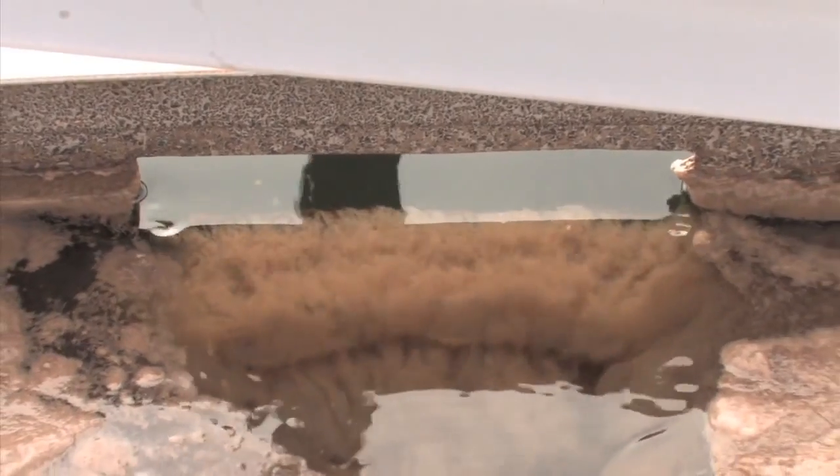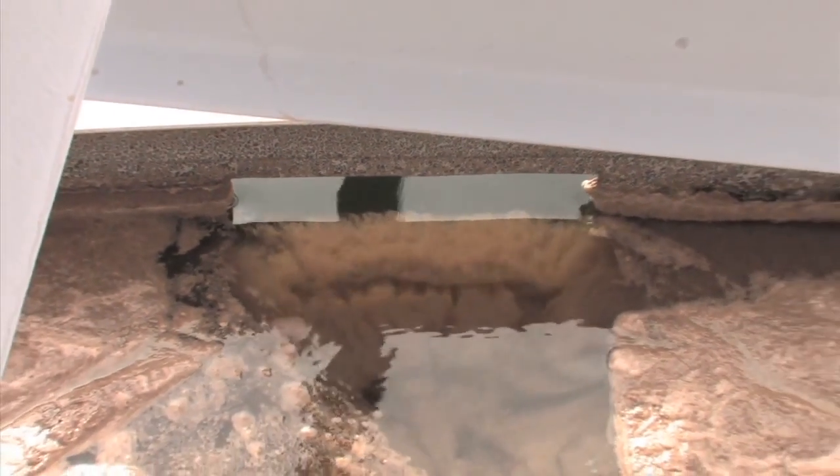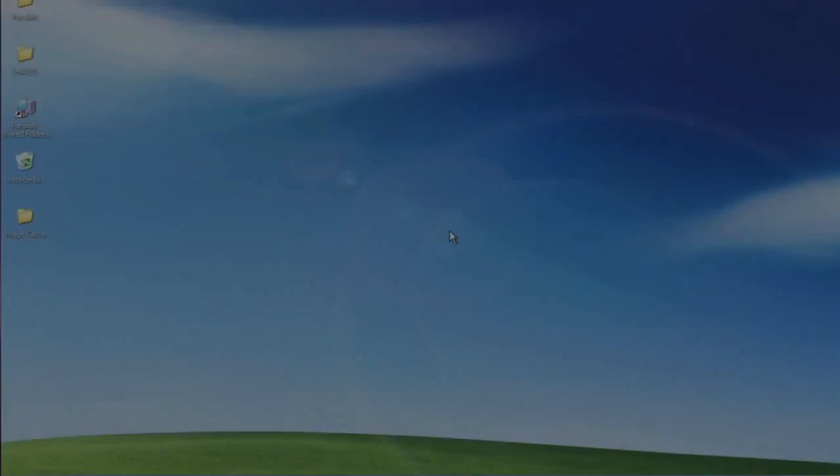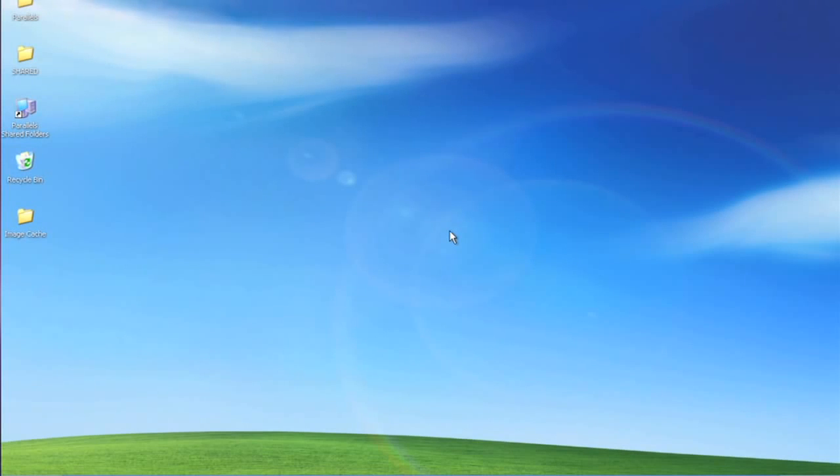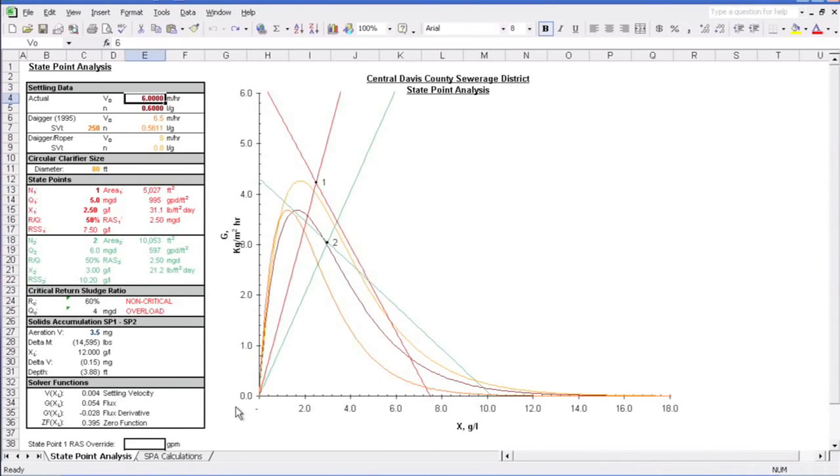Let's take a look at some real-world scenarios now, where the state point diagram can help you determine what actions you can take as an operator. For this exercise, we are going to use an actual state point model. Let me bring it up. This is one version of an interactive state point diagram that can be used as a tool in clarifier operation.